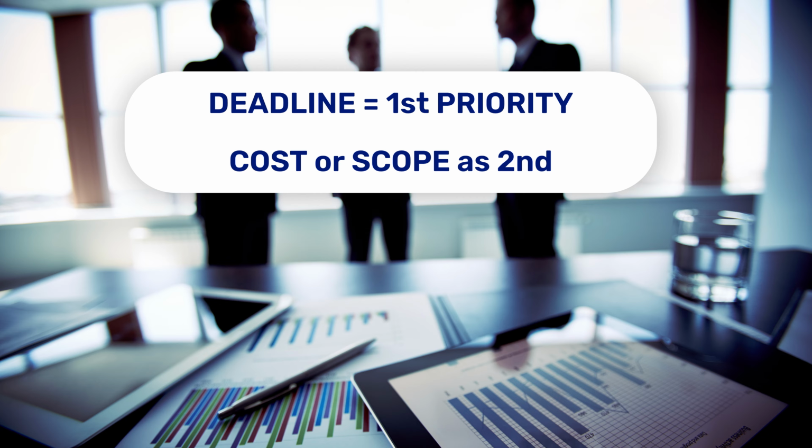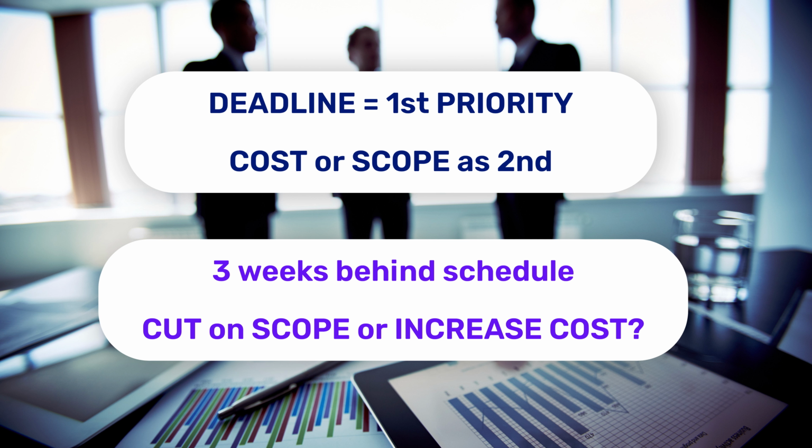What would be the second? Okay, it depends. It may be cost or maybe scope, functionalities, potential functionalities, characteristics of that project or that product. Meaning, if the project is running, for instance, 3 weeks behind schedule, are you going to cut on scope or are you going to increase cost in order to deliver on time? Okay, this would still be the choice, but under second priority, I think.